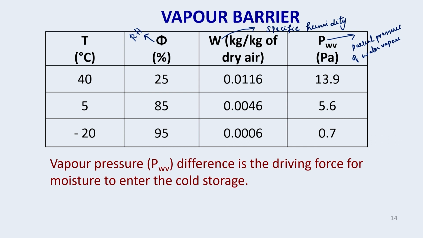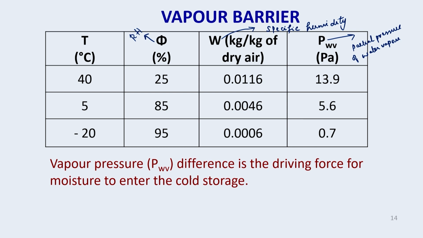So at 40 degrees centigrade and 25% relative humidity, the specific humidity is 0.01116 kg of moisture per kg of dry air, that is the unit, and the partial pressure of water vapor in Pascal is 13.9. As the temperature drops and the RH value increases, the specific humidity decreases from 0.0116 to 0.0046 and subsequently to 0.0006. So it is decreasing, and the partial pressure of the water vapor is also decreasing.